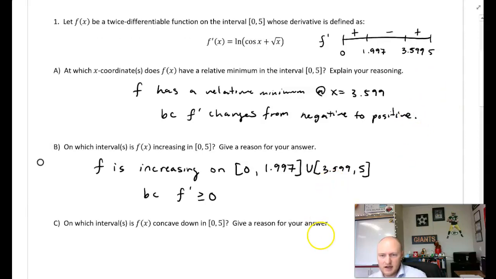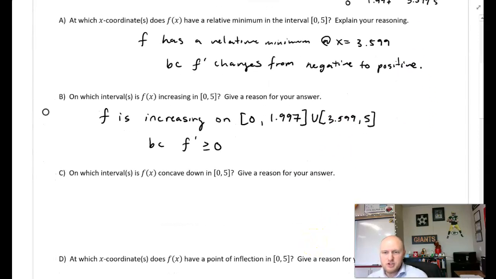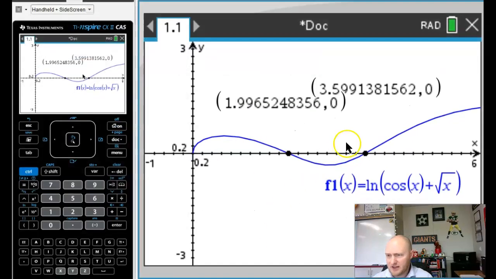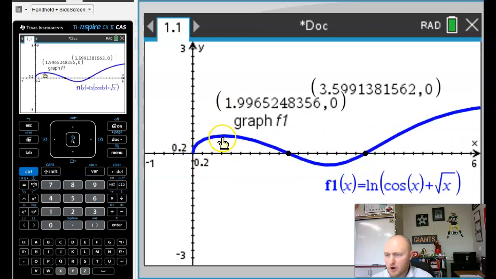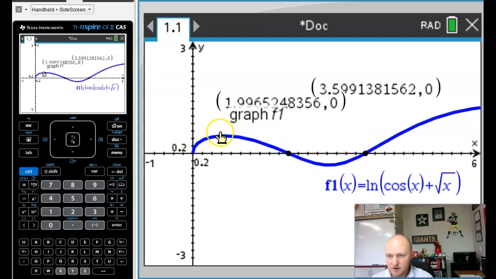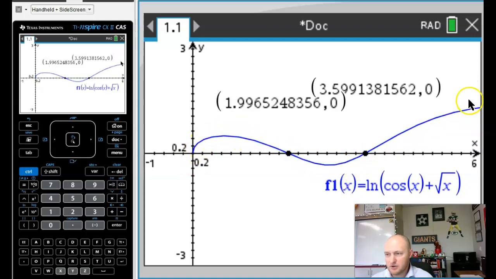All right, next part. On which intervals is f of x concave down in 0 to 5? Concave down. Well, looking at my graph, this is the first derivative. So concave down happens when f double prime is negative. This is f prime, and f double prime is going to be the slope of this. So what I need to know is where's my maximum and where's my minimum here, because that's where we change. We are increasing, decreasing, increasing.